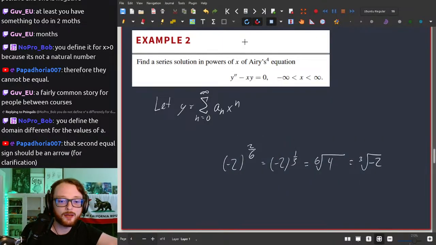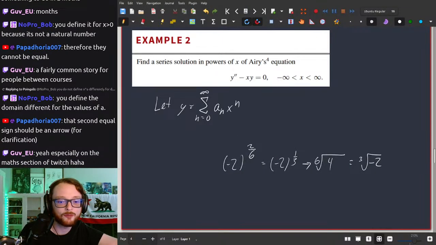Second equal sign. Oh yeah, I'm sorry. I saw you made it like an arrow, and I was like, I wonder if that's a typo. So, yeah, especially that Gov.